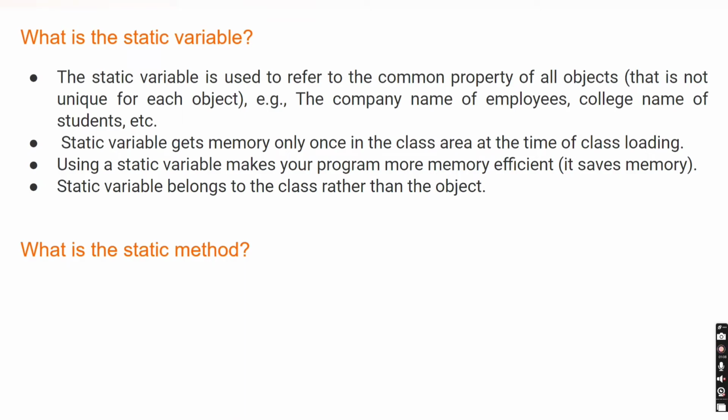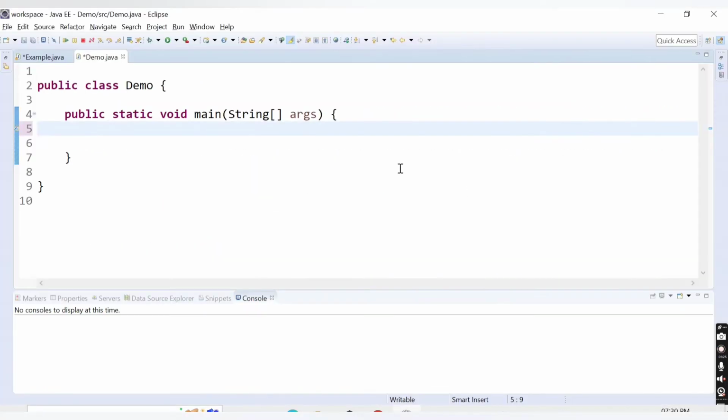In the previous video we have learnt about the static variable. In this video we are going to learn about the static method. Whenever a method is declared using a static keyword, it is known as a static method. The most common example of a static method is the main method, because in the main method we use the keyword static. So why do we need to use the word static?